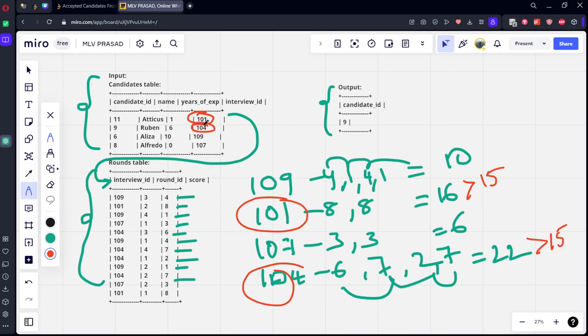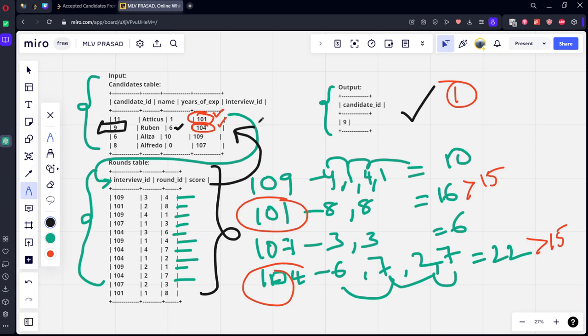Okay, and now this first condition is satisfied by two students. What is the second condition they are asking? They should be having at least 2 years of experience. If you see, only this person has 2 years of experience, so only candidate 9 satisfies the condition. So what we need to do is group by interview ID and calculate the sum of scores. We will be doing an inner join of this one and we will be keeping a condition where years is at least 2 and the sum of score is greater than 15.